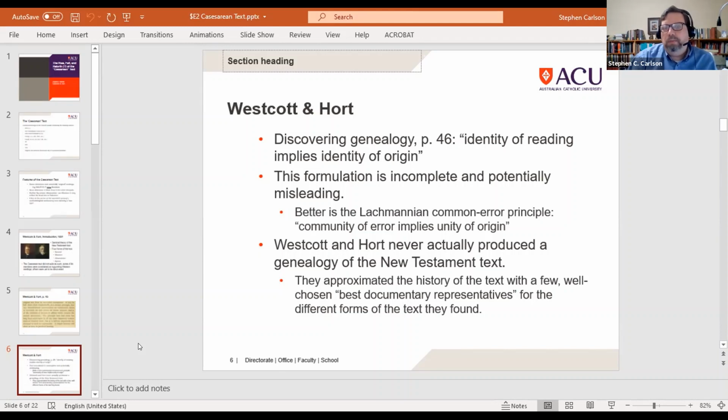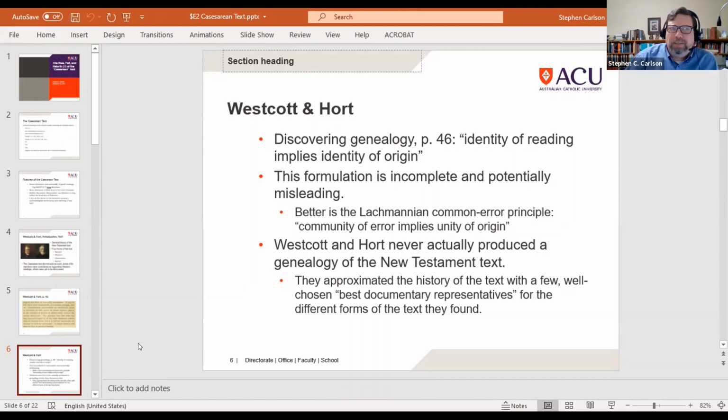as one formulation puts it, rather than identity of reading, because some readings are more informative of genealogical relationships than others, and you've got to filter out the ones that only tell you that we're dealing with the Gospel of Mark, not some other gospel. The other thing about Westcott and Hort is that they never actually produced a genealogy of any New Testament text. And the one genealogy they gave was entirely hypothetical.